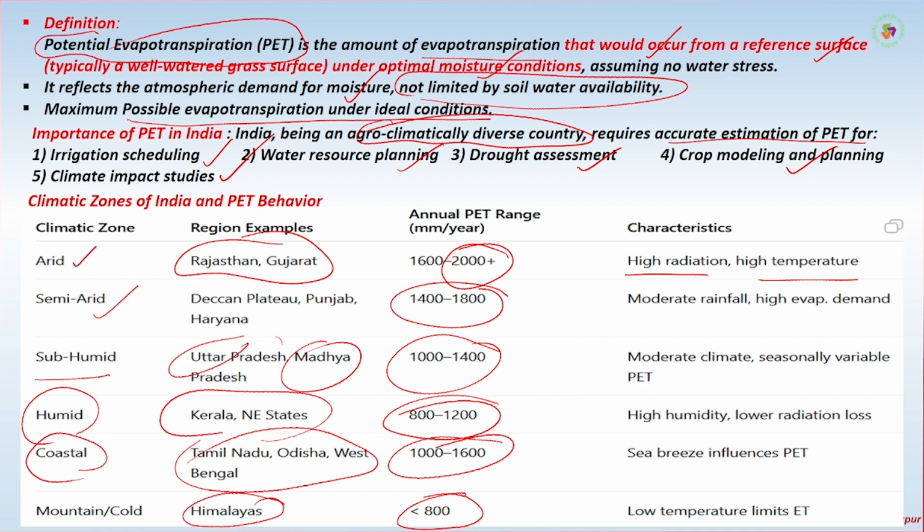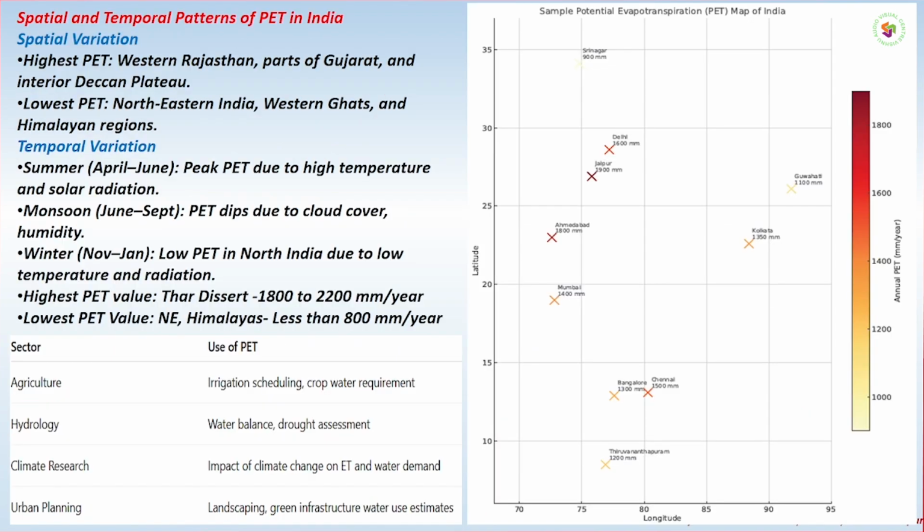What it signifies: in the arid region, it is very high because of the high temperature. Semi-arid region, a little bit less. Sub-humid region, still less. Humid region, still less. Go to the coast. I am coming from Rajasthan almost to the bottom. And finally, the Himalayas if I take it. So these are the general patterns of potential evapotranspiration. If you see it, the spatial variation of potential evapotranspiration.